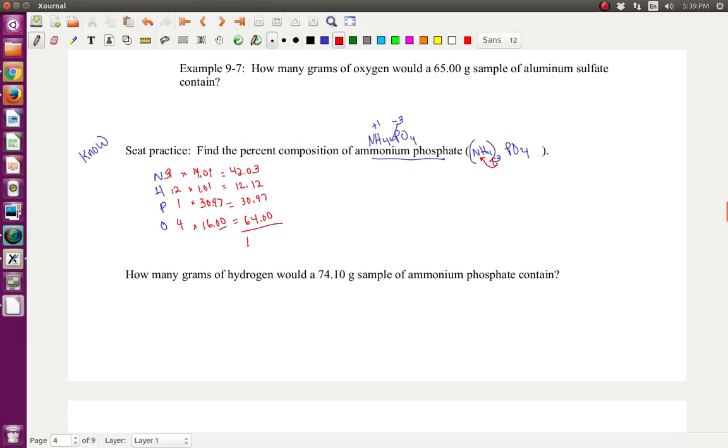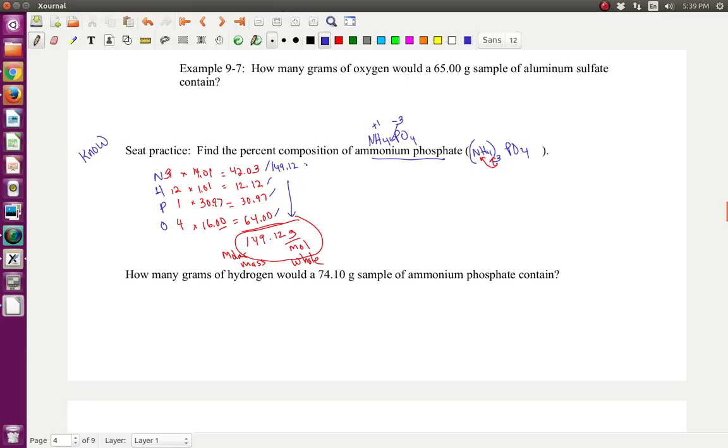Now we add it all together, we get 149.12 grams per mole. This number right here is the molar mass. It's the mass of 1 mole of ammonium phosphate, and that would be 6.022 times 10 to the 23rd molecules of ammonium phosphate. It's also going to be our whole. So to determine the percent composition now, we're going to divide all the parts by this whole of 149.12.